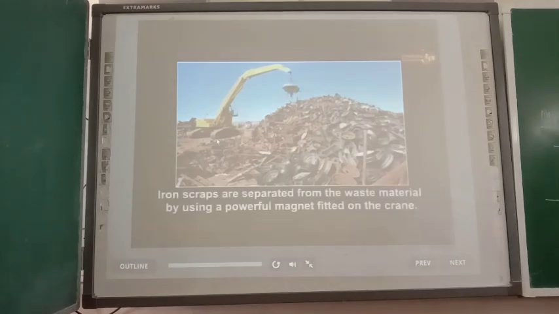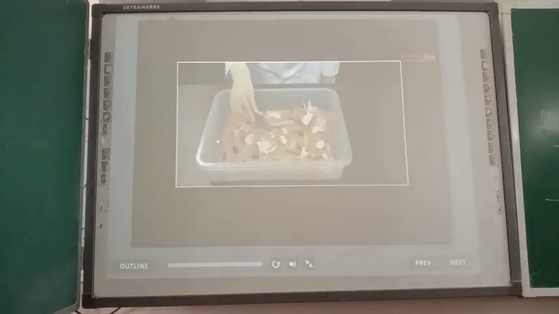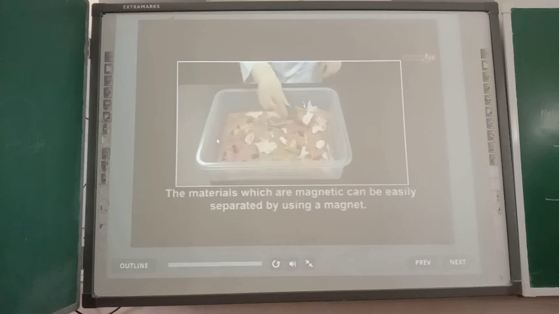Similarly, iron scraps are separated from the waste material by using a powerful magnet fitted on the crane. So from this activity, we can conclude that the materials which are magnetic can be easily separated by using a magnet.